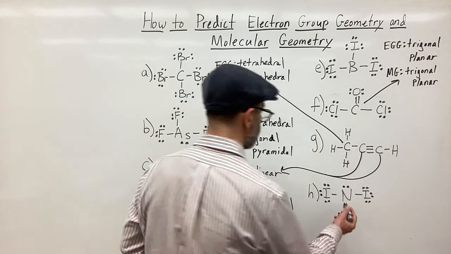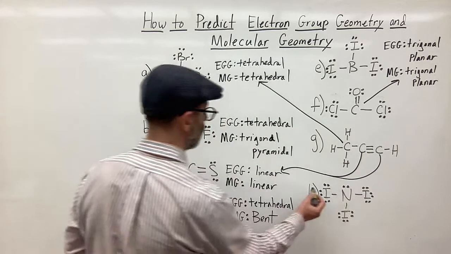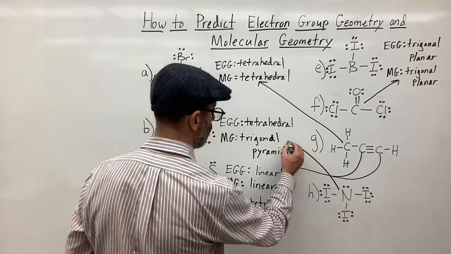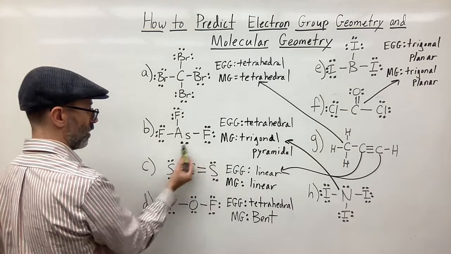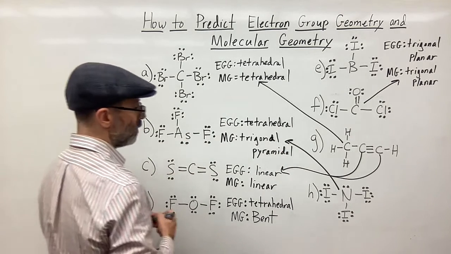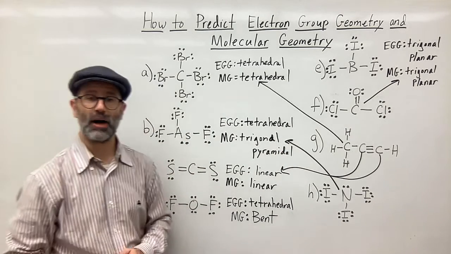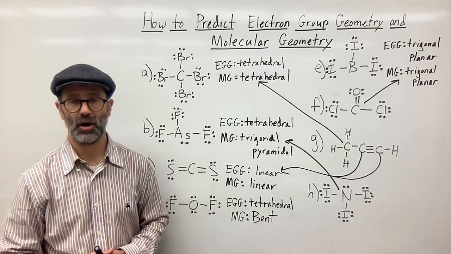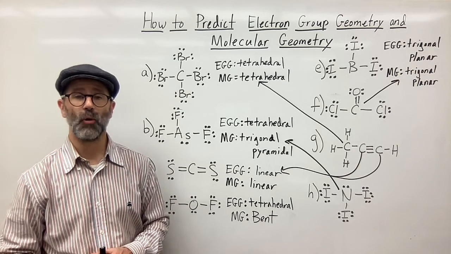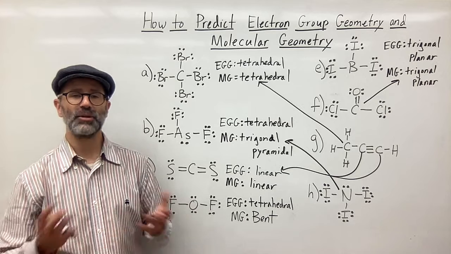And so again, this nitrogen is going to be the same as this molecule here, this arsenic here. And that, ladies and gentlemen, is how you predict the electron group geometry and the molecular geometry for your central atoms. I hope this video is helpful.